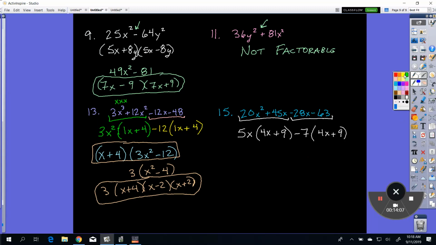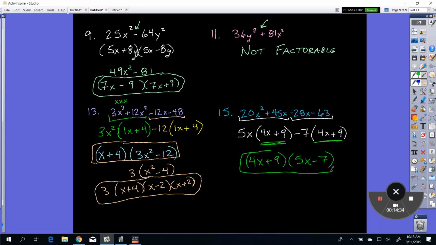So now my next step is to do what? Yeah, pull out the like terms from both of them. So I pull out or factor that 4x plus 9, and what's left? So 5x and negative 7, they get their own parenthesis. Now, can I do what I did on the last one? Is there a squared here, or do either of these have a common divisor? No. So that's my answer, and I'm done. So that's the left side of that worksheet.